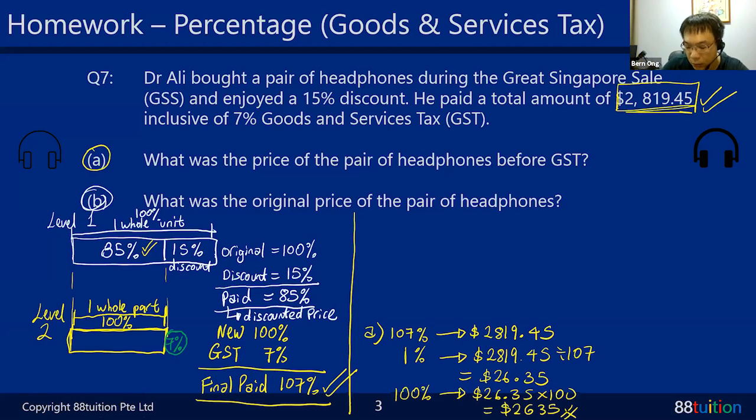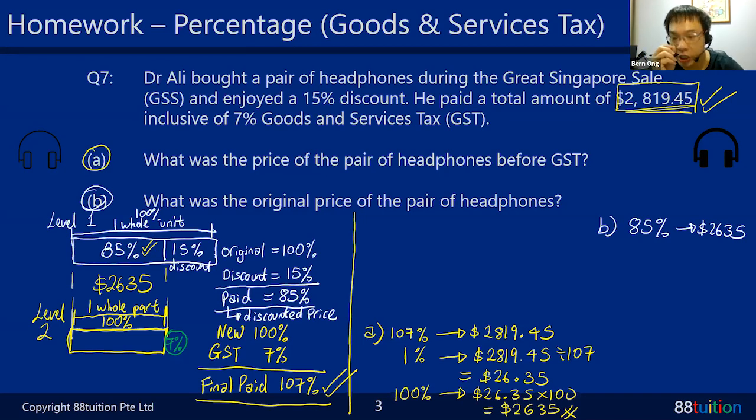So this 2,635, it belongs to where? It actually belongs to your one whole part. Can you see now? It belongs to down here. So make the comparison. Look at the model. Yes, 2,635 actually represents your 85% now. So back to level 1. So you can say that your 85% and your 2,635 same. You want to find the original, the old 100%, which is the one whole unit.